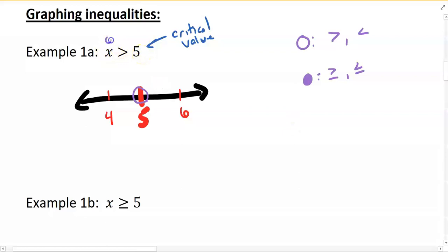And so we need to ask ourselves, is 6 greater than 5 or is 4 greater than 5? Well, of course, 6 is greater than 5. So my shading will go from the 5 towards the 6 and continue on. And so our graph would look like this. We'll continue that through the other examples.